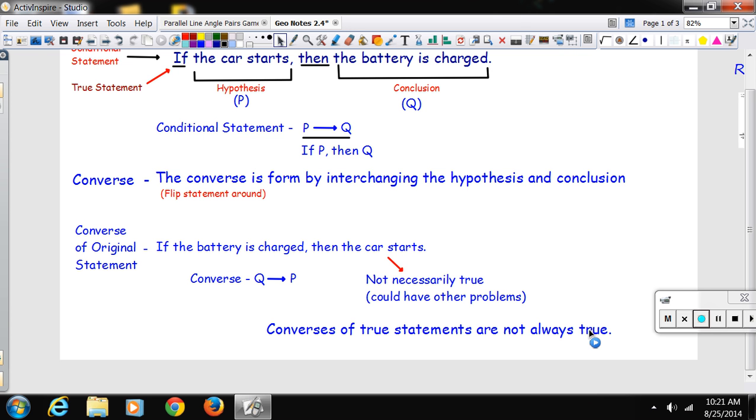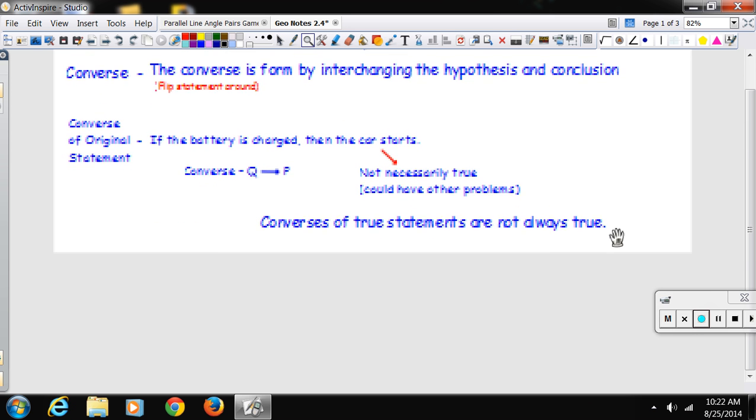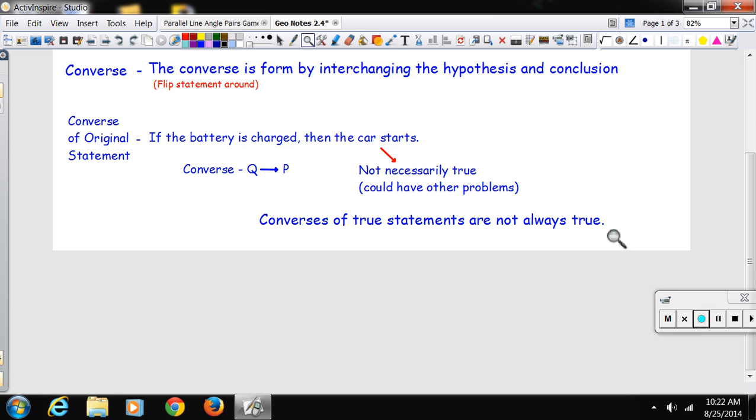Okay, so what I got here is that converses of true statements are not always true. They might be, but not always. Just because you've got a true conditional doesn't mean you have to have a true converse. The concept for you guys to make sure you understand is that converse means flip it around. That's what converse means. Just interchange the hypothesis and the conclusion, and you'll have a converse. If you flip them around, you'll have the converse.